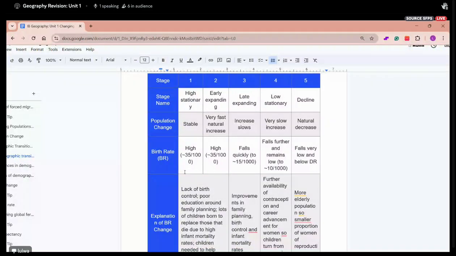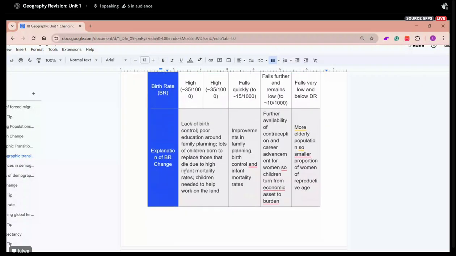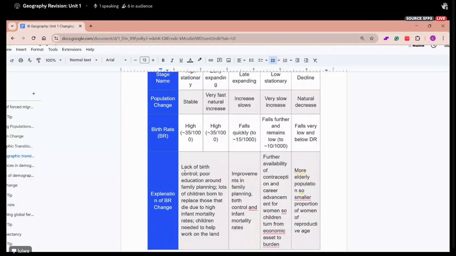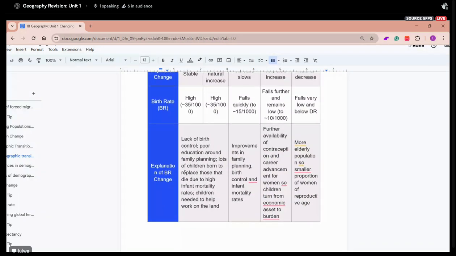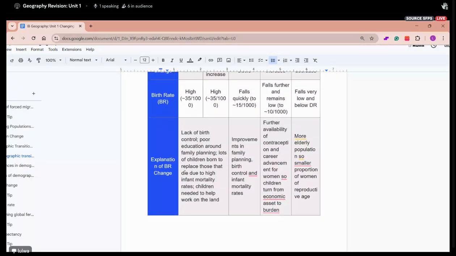So an explanation though of why there are 5 different stages or why these different stages exist. The first 2 exist because of lack of birth control, so that leads to high birth rates. And poor education around family planning. You have lots of children born to replace those that die very frequently due to very high infant mortality rates.